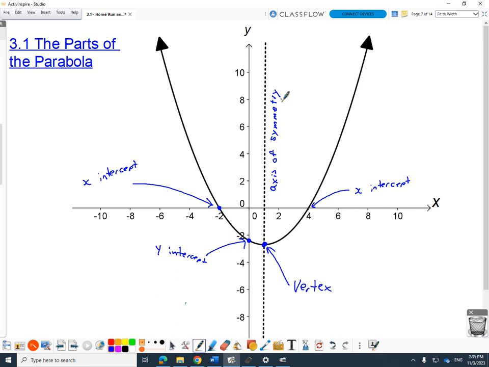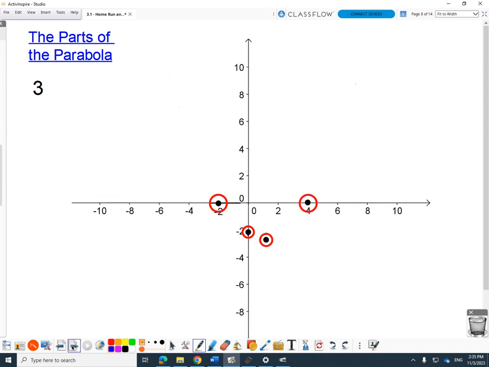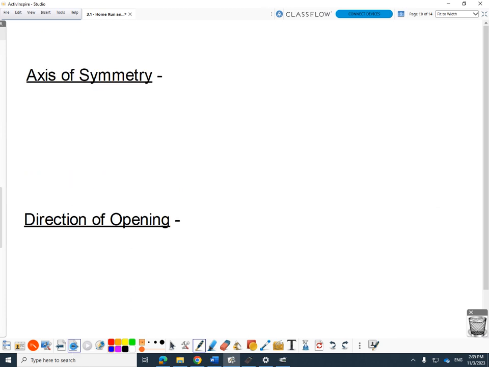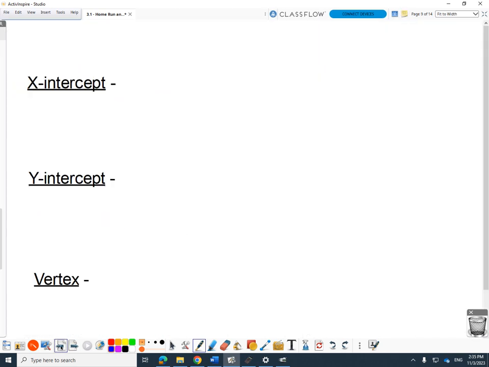And I got some notes to tell you about each of these things. Nothing too crazy here. Oops, that's not the page I want. I want this page. Whoops, this one. X-intercept.